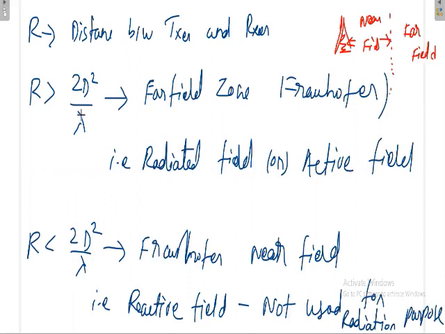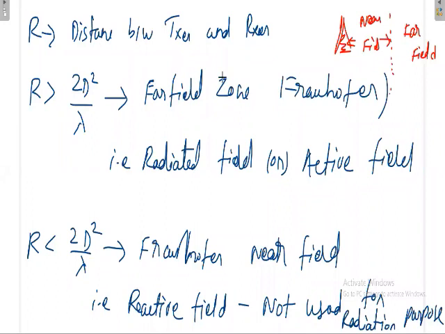That distance is r. If r is greater than 2D squared by lambda, then you are in the far field. There you will get the radiated field or active field. That is for the Fraunhofer far field zone. If you are within the near field region, you will get the reactive field. You will not get actually useful field, only some reactive power, which is not used for communication purposes. Only the radiated field or active field is used for communication.